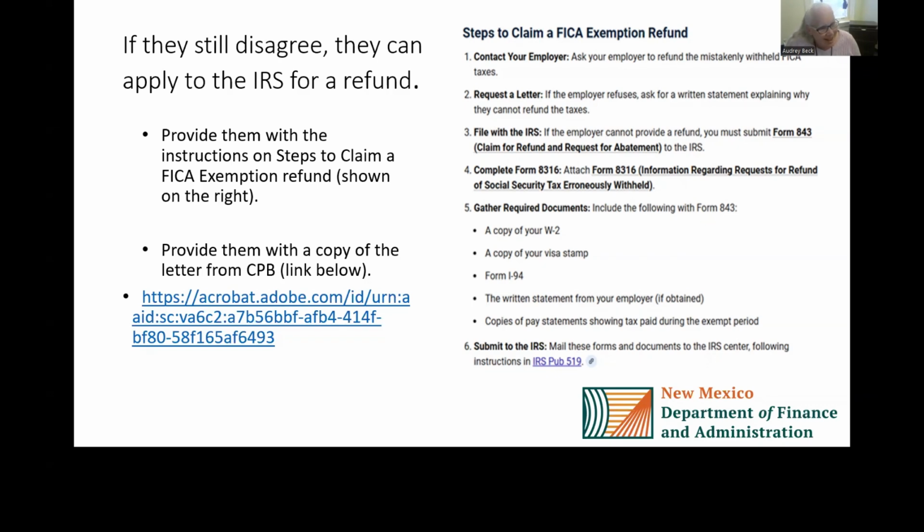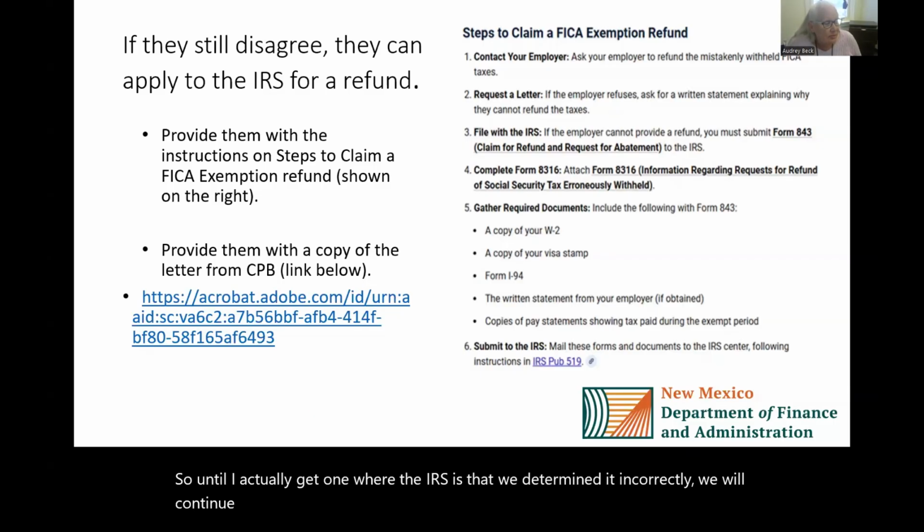I have yet to have the IRS come back and tell us we need to refund their FICA. So until I actually get one where the IRS says that we determined it incorrectly, we will continue to follow these guidelines and these rules and regulations.